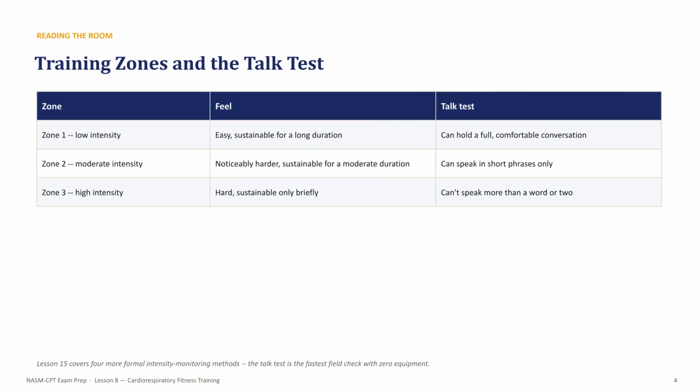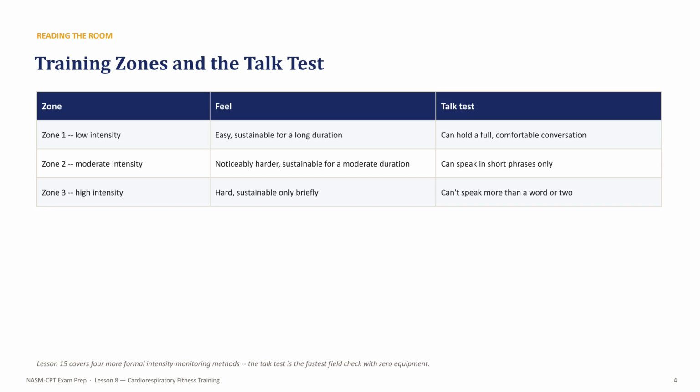Now let's talk about reading the room. Zone 1, low intensity: easy, sustainable for a long duration. The talk test here: you can hold a full, comfortable conversation. Zone 2, moderate intensity: noticeably harder, sustainable for a moderate duration. The talk test here: you can only speak in short phrases. Zone 3, high intensity: hard, sustainable only briefly. The talk test here: you can't speak more than a word or two.